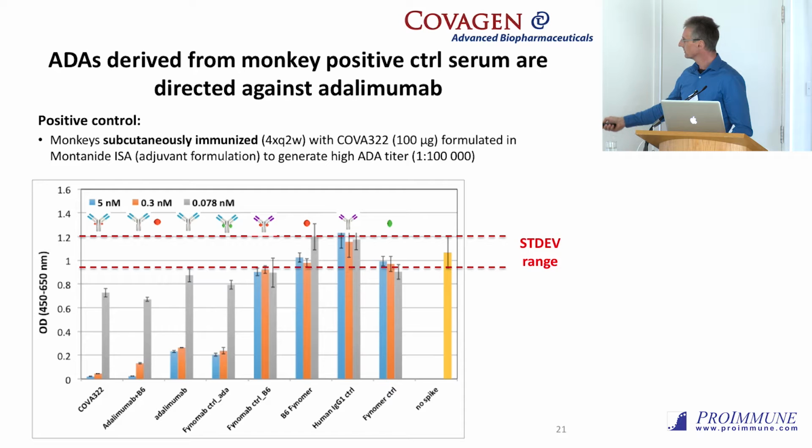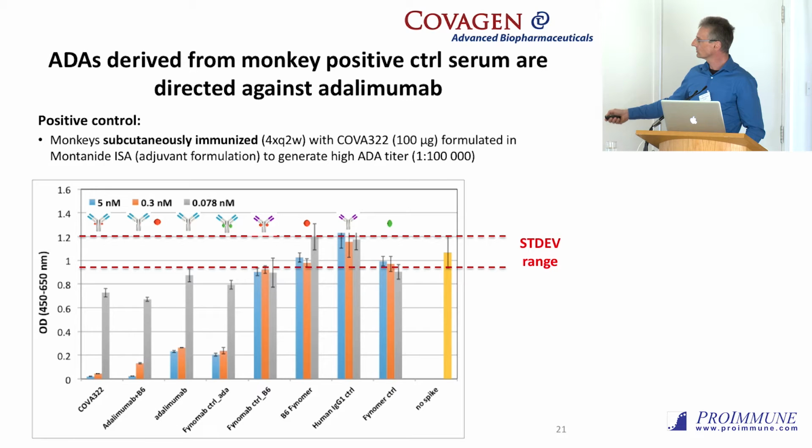So this is your signal without any competitor. So that's your starting point, and you can see the standard deviation range. So now if you use COVA322 as a competitor at 3 different concentrations, you get the signal down to 0. And this is what you would expect. That's your positive control that the assay works. The same is true if you just add adalimumab plus the specific FynomAb, you also get it down to 0. And also with adalimumab on its own, the majority of your signal is blocked. And the same is true for this so-called FynomAb control that has adalimumab as a backbone.